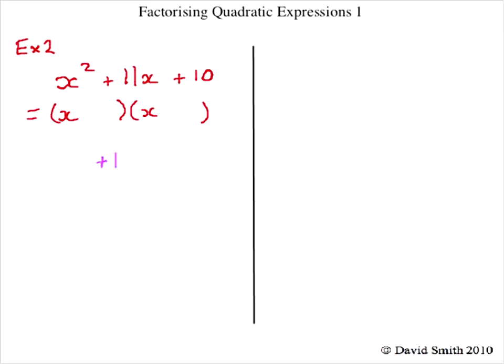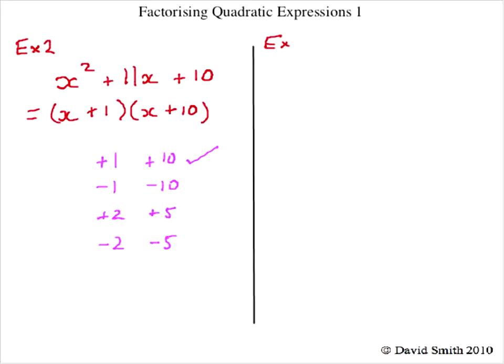We could be looking at plus 1 multiplied by plus 10. But minus 1 times minus 10 also gives you plus 10. We could have plus 2 multiplied by plus 5. Or minus 2 multiplied by minus 5. But we want the pair to also add together to give plus 11. And so it has to be plus 1 and plus 10. And that completes the factorization.